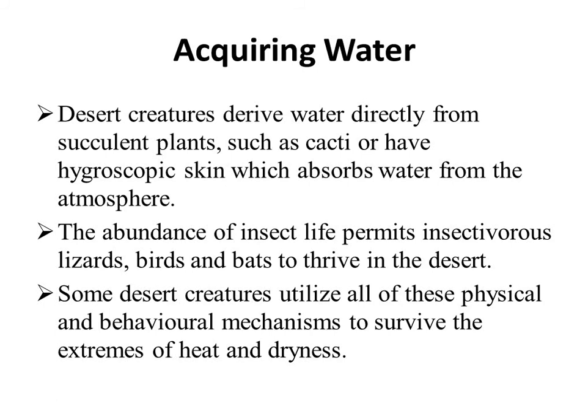Next will be the acquiring of water, that is the mechanism which is developed for acquiring more and more water within the body of the animal. These desert creatures derive water directly from succulent plants such as cacti, or have hygroscopic skin which absorbs water from the atmosphere. The abundance of insect life permits insectivorous lizards, birds and bats to thrive in the desert.